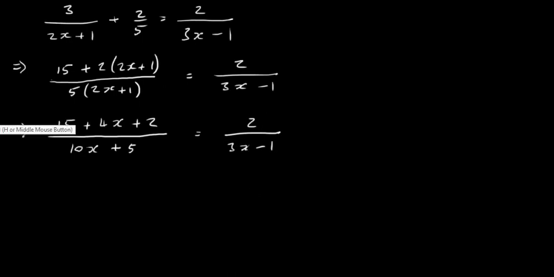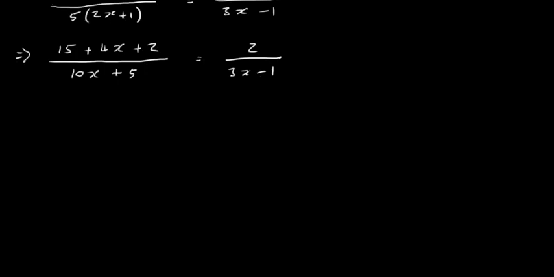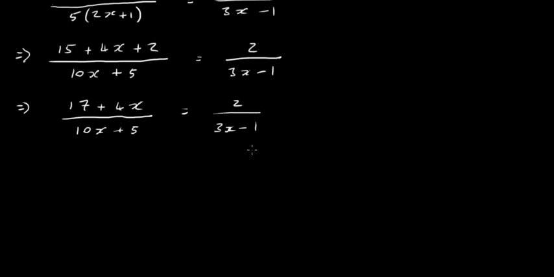Okay, let's just keep simplifying here. So on the top here I've got 15 plus 2, so that's 17 plus 4x. Here I've got 10x plus 5. Here I've got 2 over 3x minus 1.